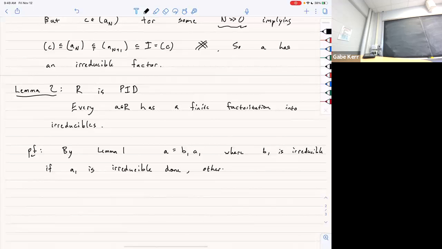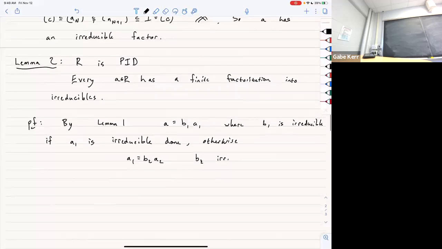Otherwise, we find a factorization A_1 equals A_2 times B_2. Continuing, we get A equals B_1, B_2, B_3, up to B_n times A_n, where A_n may or may not be irreducible.